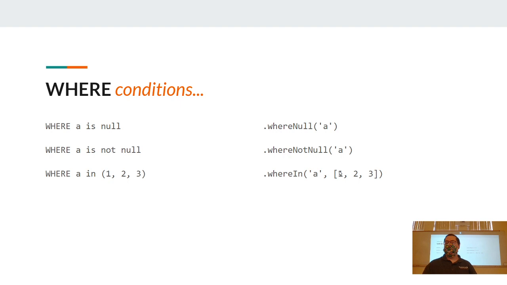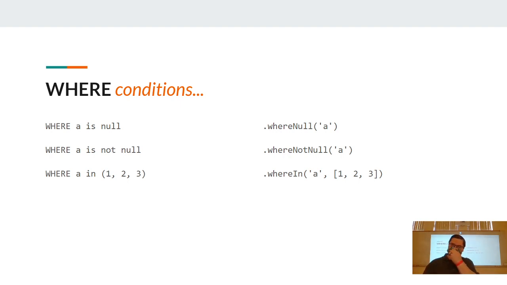Inside the column, instead of a number or a string, it would be an array. What do you mean? I'm trying to understand where A is in the array of 1, 2, and 3. So this is true if A is either 1 or 2 or 3, if it's one of these values. If it's 4, this is false.